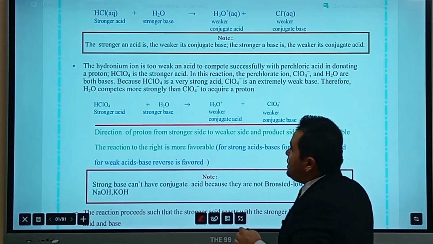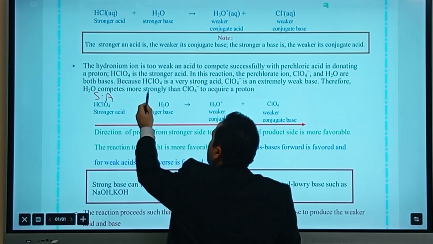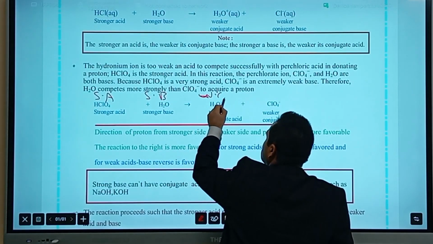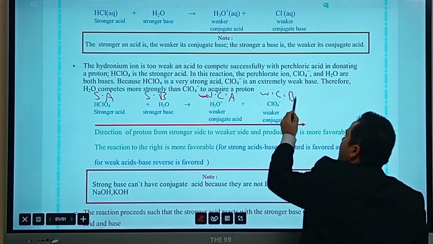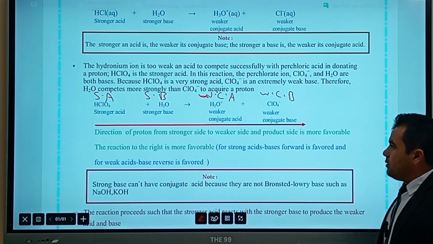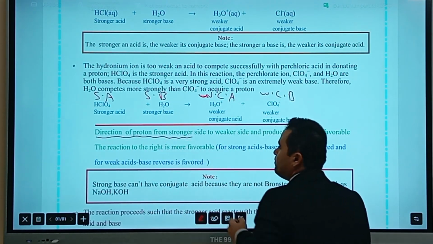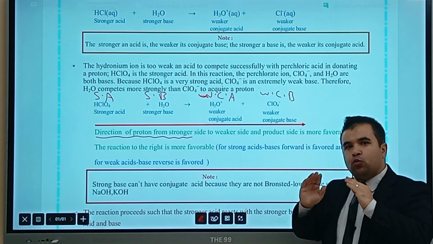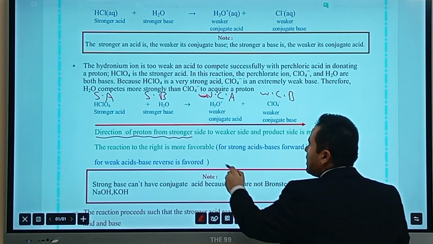Guys, HClO4, the same, is a strong acid. So H2O becomes what? A strong base. Hydronium is the weak conjugate acid. Chlorate is the weak conjugate base. There will be a question that talks about the direction of proton transfer. Keep in mind, guys, the direction of proton transfer is always toward the weaker side. Is toward what? Toward the weaker side.